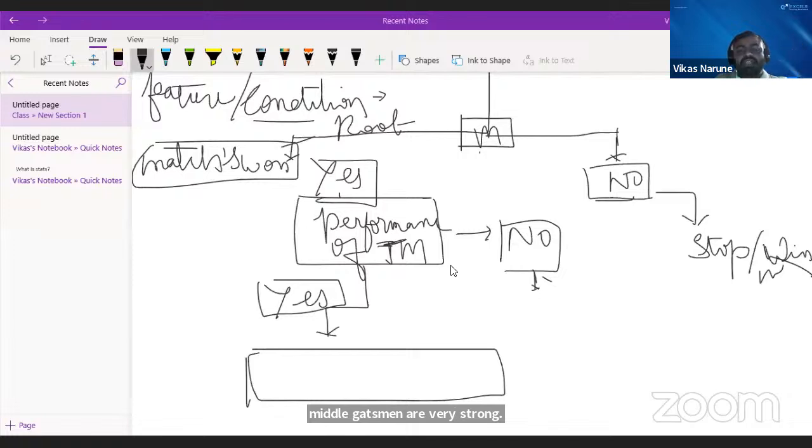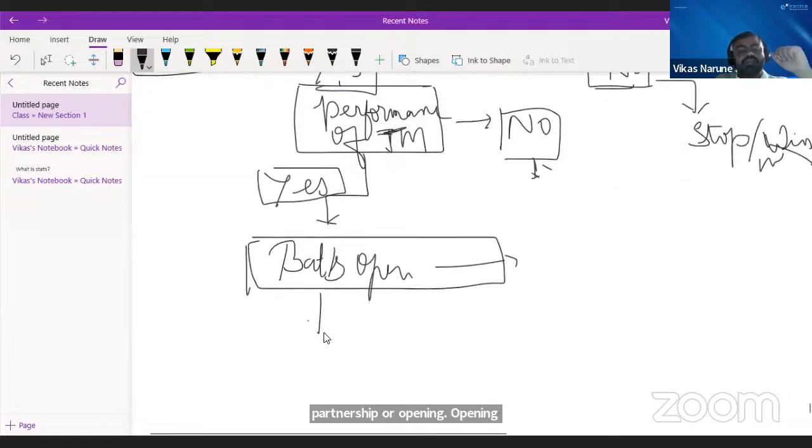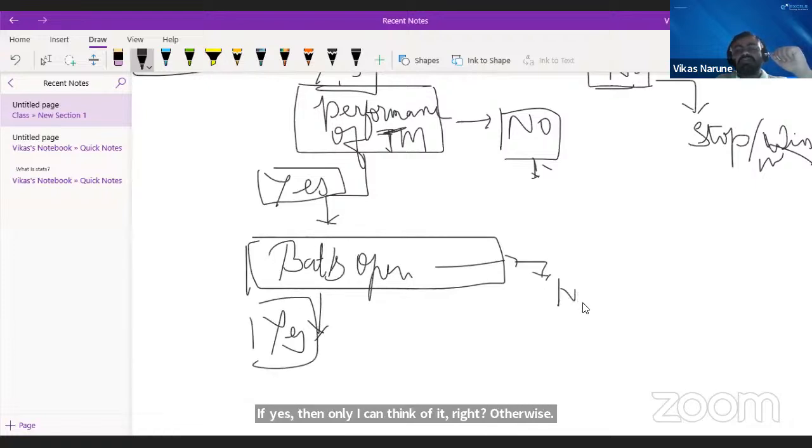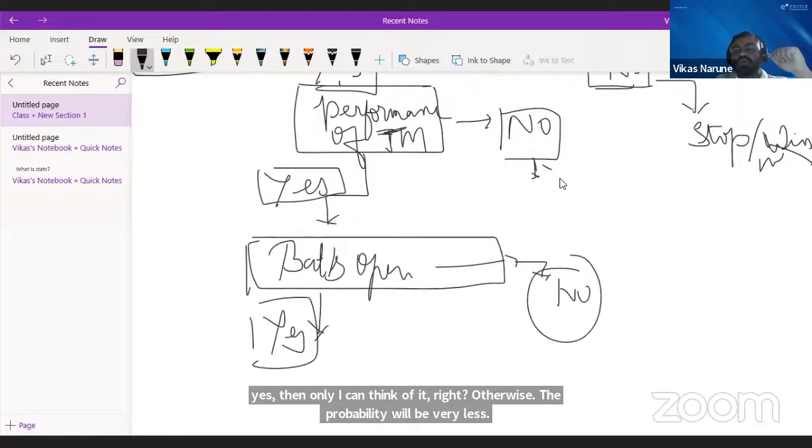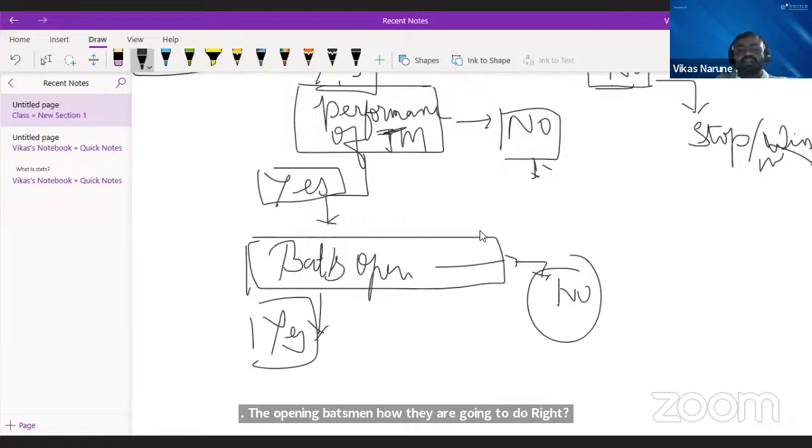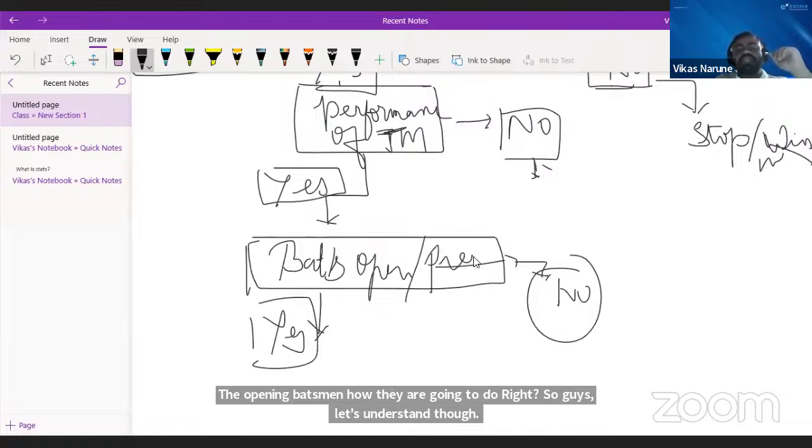But I try to understand certain conditions like the pitch condition. We can also consider the opening partnership, or the opening batsmen, whether they are going to perform well. If yes, then only I can think of it, right? Otherwise, the probability of winning will be very less. The opening batsmen, how are they going to do? So guys, let's understand, there will be no pressure. If the opening batsmen perform good, the pressure will be less. Pressure will be no.